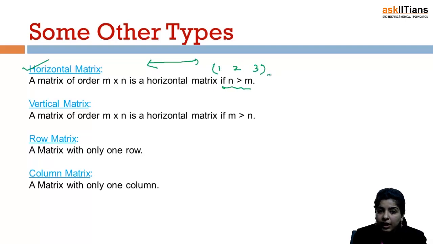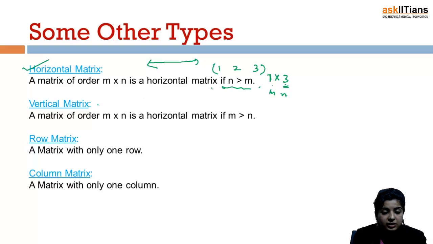So we have one row, so we have the order as 1 cross 3 columns. Now here see, n is greater than m. This is M, this is N. Now N is greater than M, so this becomes a horizontal matrix.